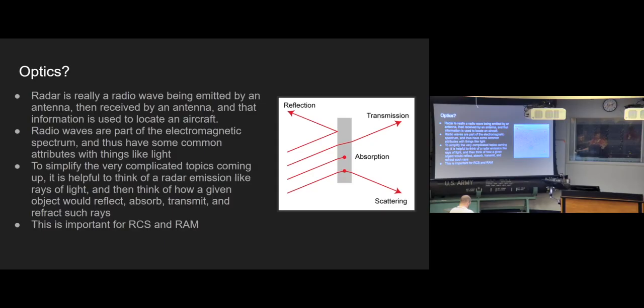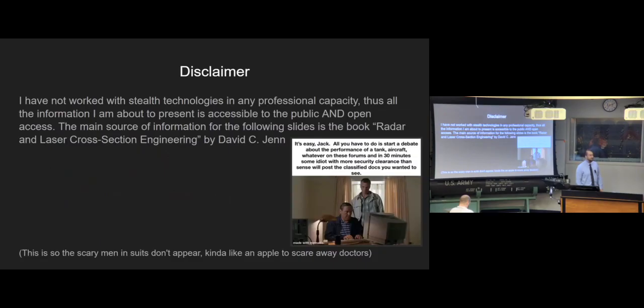These are the 4 things that are very important to remember, but for radar purposes, we are particularly interested in reflection, absorption, and scattering. Transmission, not so much. As you can see down there, this is important for RCS and RAM, which is radar cross-section and radar absorbent material.